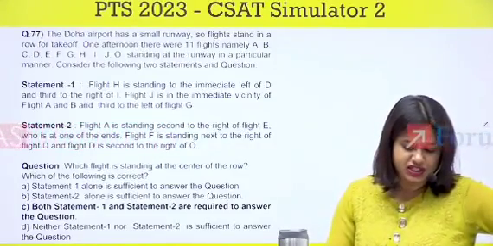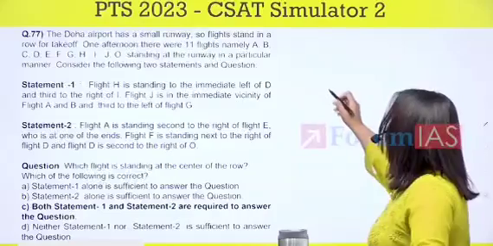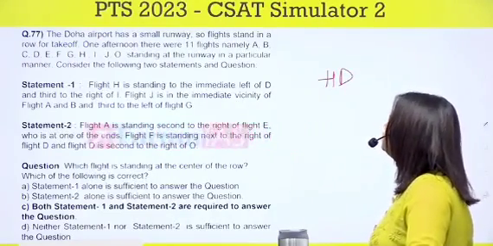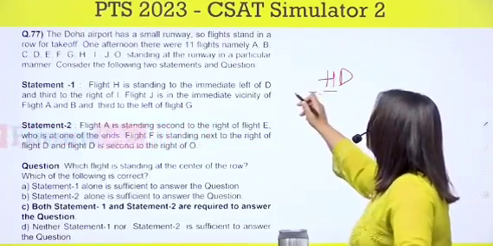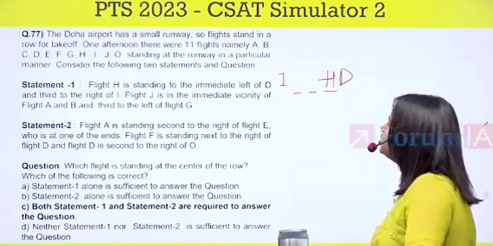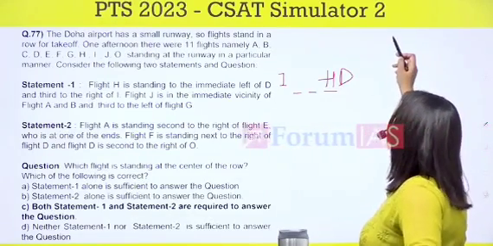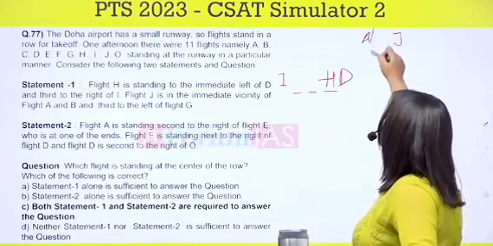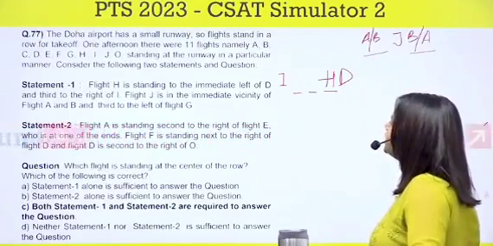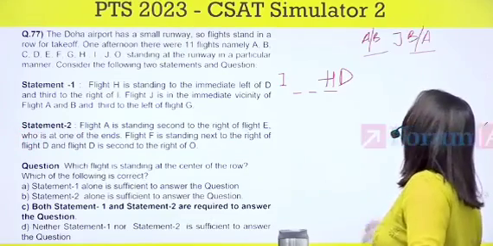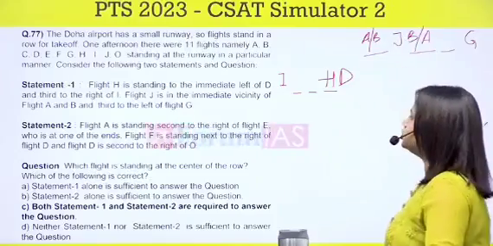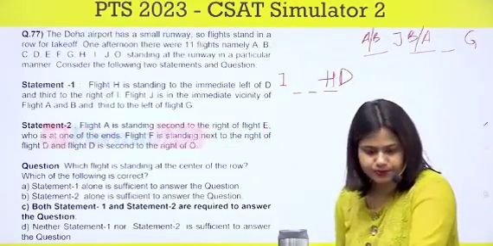So H is standing to the immediate left of D, and third to the right of I. 3, 2, 1, I. 1, 2, 3. This is what I know. Flight J is immediately between A and B, and J is third to the left of flight G. So 3, 2, 1 and G, right? Third to the left of G. This is what statement 1 is telling me, right?